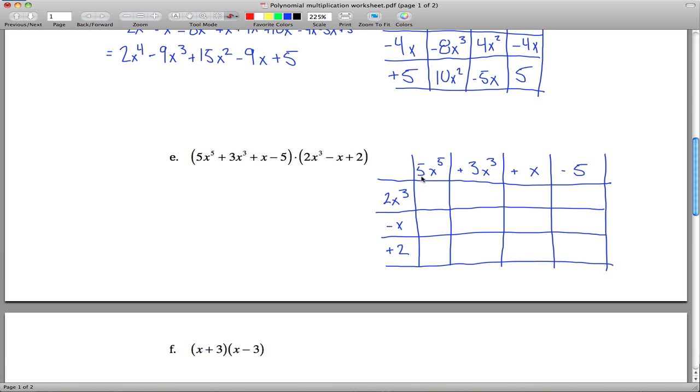So 2x cubed times 5x to the 5th is 10, x to the 3rd times x to the 5th, x to the 8th. 2x cubed times 3x cubed is 6, if you multiply the coefficients, x cubed and x cubed gives us x to the 6th. 2x cubed and x gives you 2x to the 4th. 2x cubed times negative 5 is negative 10x cubed.